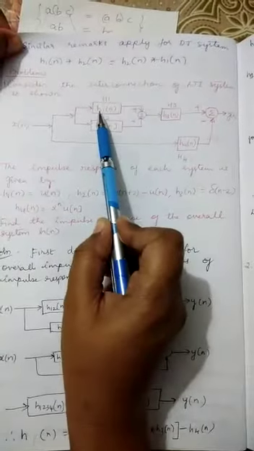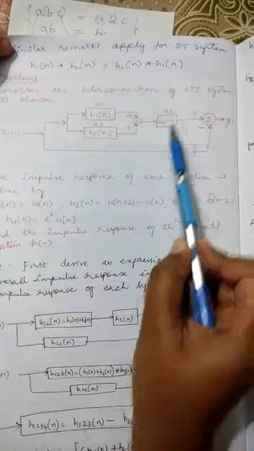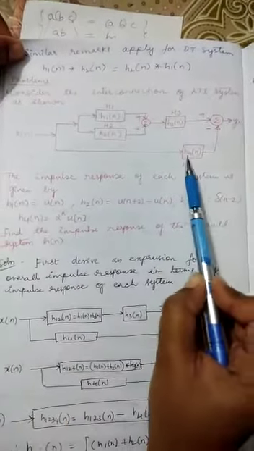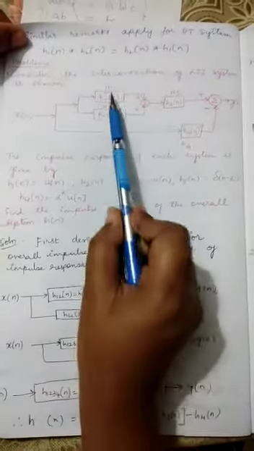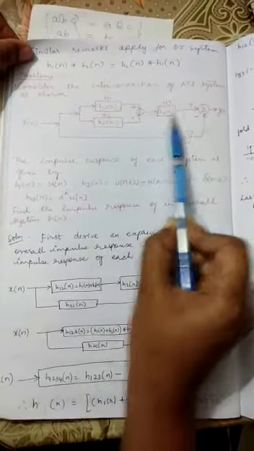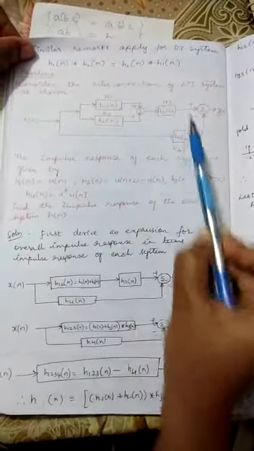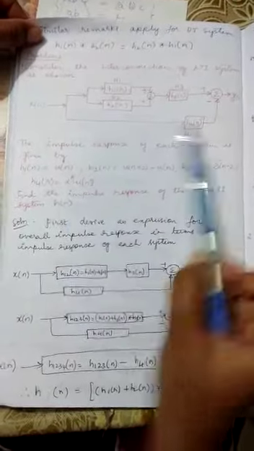H1 has impulse response h1 of n, H2 has h2 of n, H3 has h3 of n, and H4 has h4 of n. This is how the system is interconnected. If you observe, these two are connected in parallel. This parallel combination is in series with the H3 system, and this whole combination is again in parallel with the H4 system.